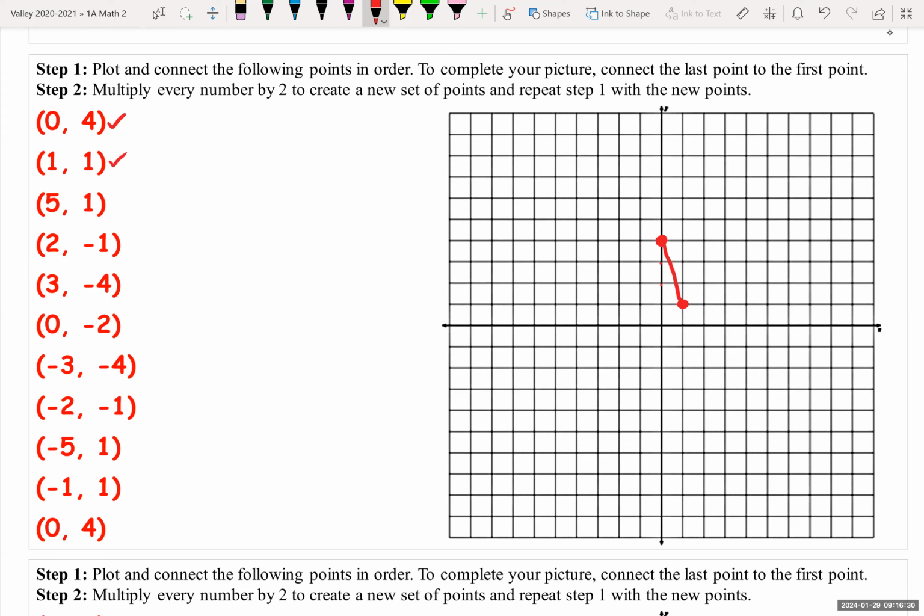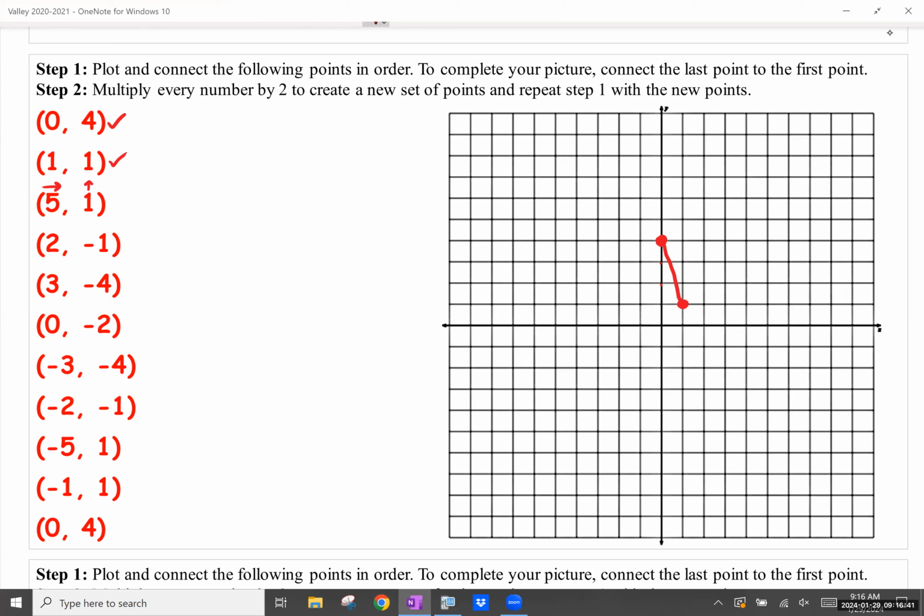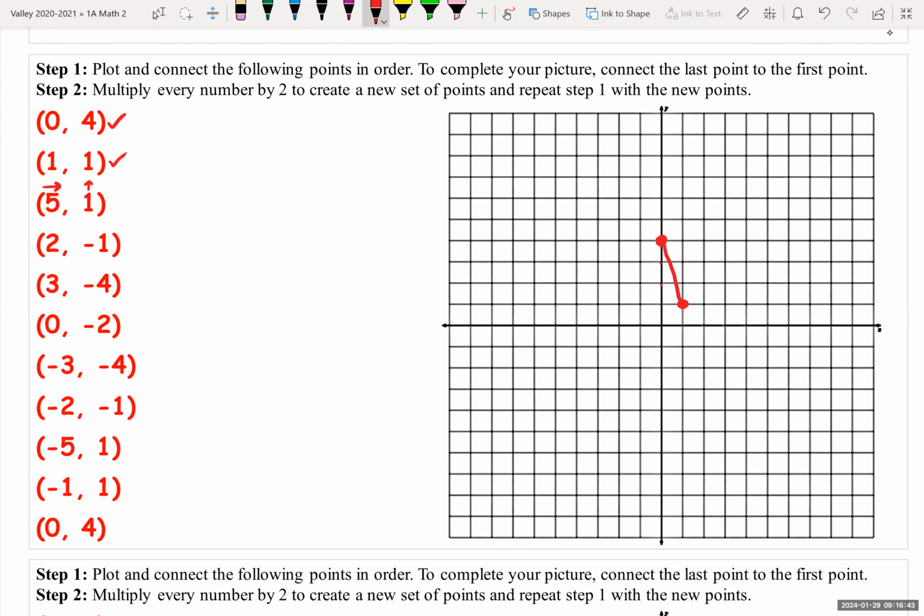So I'm going to do 5, 1. 5 moves me to the right. The 1 moves me up. So 5 to the right, up 1. So from the center, always start at the center, go to the right 5 and up 1. And make your dots kind of big, like exaggerate them so you can see them really, really good. And so I can see them good if I look at your paper.